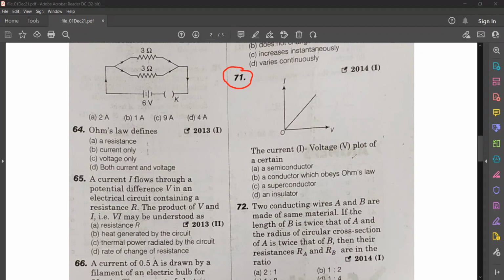The current I, voltage V plot of a certain material is given. That means you have to identify whether this graph between V and I is for a semiconductor, a conductor which obeys Ohm's law, a superconductor or an insulator. What is the answer?